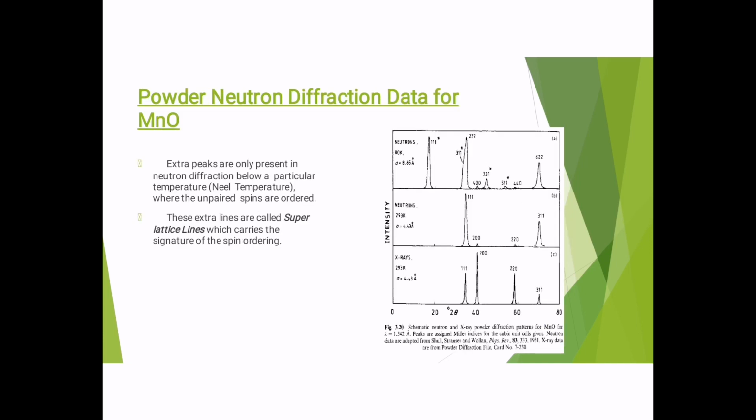Powder neutron diffraction data for manganese oxide is shown in figure 3.20. Extra peaks are not present in neutron diffraction above a particular temperature. This particular temperature is called the Néel temperature. At this temperature, the unpaired spins are ordered. These extra lines are called superlattice lines, which carry the signature of the spin ordering.